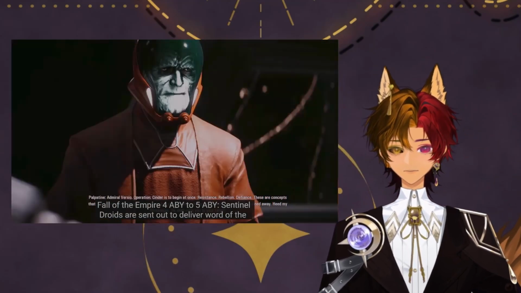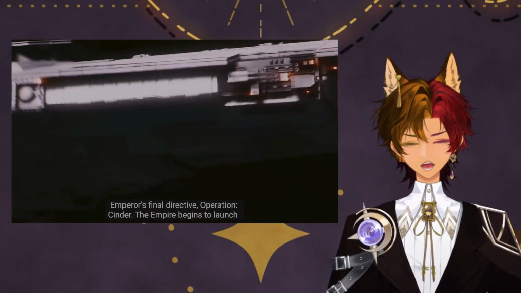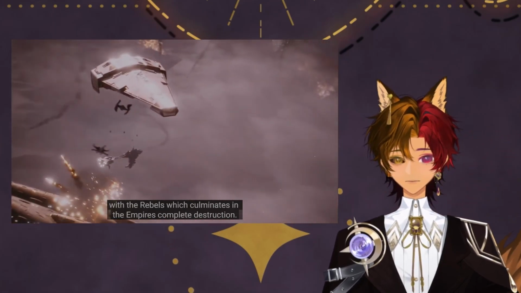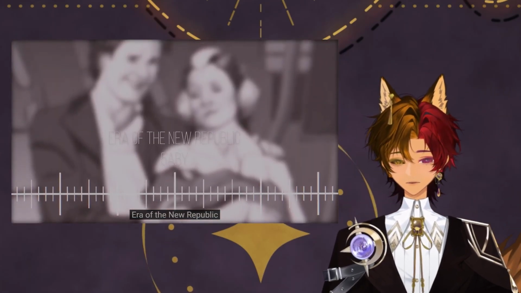Sentinel droids are sent out to deliver word of the Emperor's final directive, Operation Cinder. The Empire begins to launch counterattacks that bring them and their forces to Jakku to force a final battle with the rebels, which culminates in the Empire's complete destruction. Era of the New Republic.